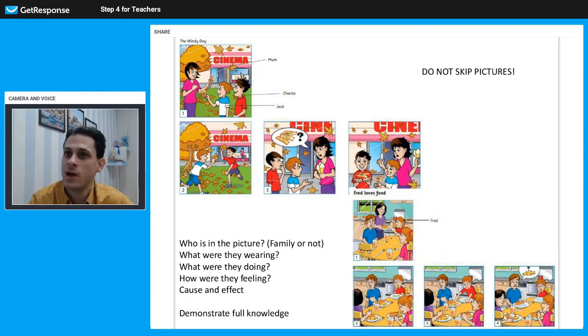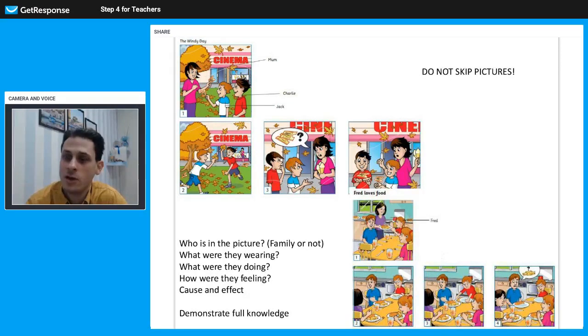Students should be able to describe not just the action in the picture. It should be something about the clothing, the feeling. Because something happened, something else was the result. Two actions that happened at the same time. So while Charlie and Jack were running, the weather was windy. Perfectly fine. So it's important that the students don't rush through it.